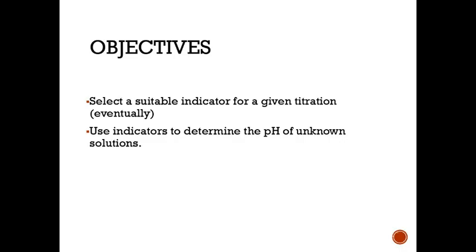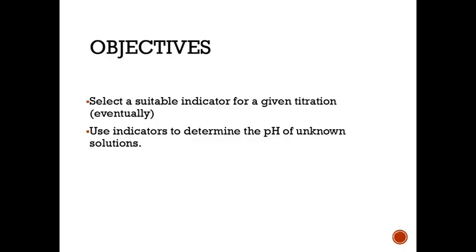Second, we're going to use these indicators as practical tools to figure out the pH of solutions when we don't know what they are. Indicators are essentially pH paper or solutions that change color at different pH levels, and they're incredibly useful in the lab. By the end of this section, you'll be confident selecting and applying them correctly.